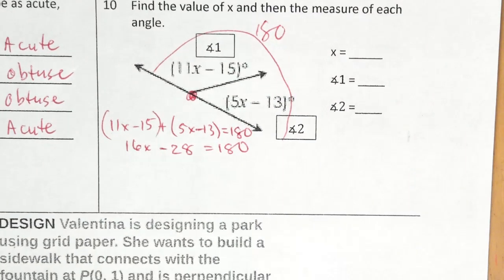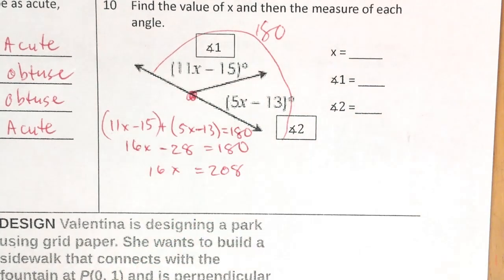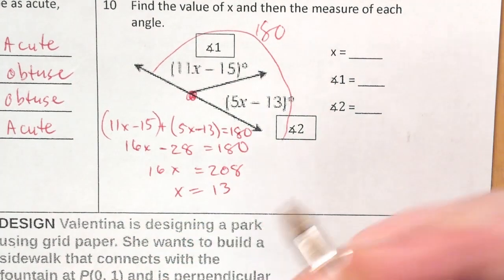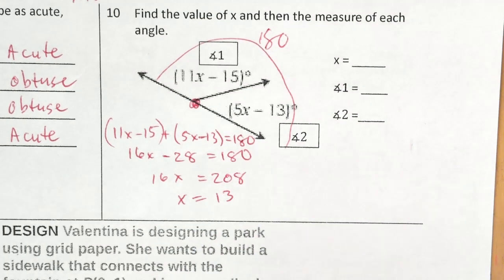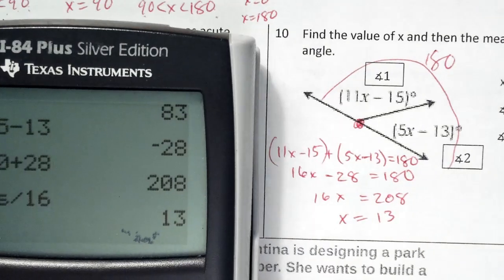We're going to add 28 to both sides. And you pop out with 16x equals 208. Divide by 16 and x equals 13. Once you get x, you always plug it in. So I'll show that part right there. Zoom out a little bit.